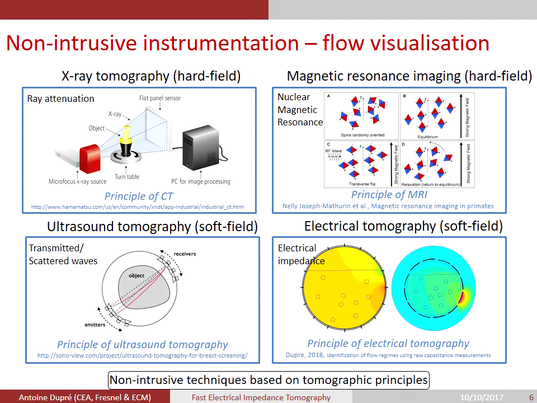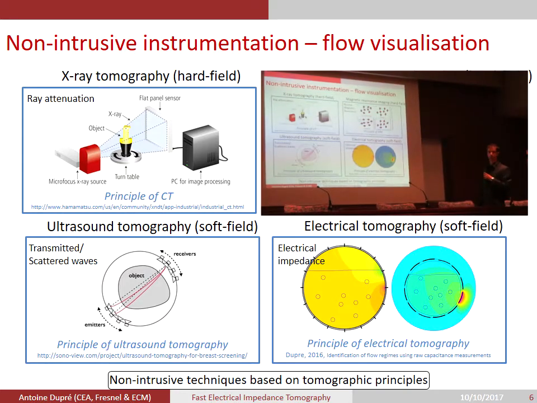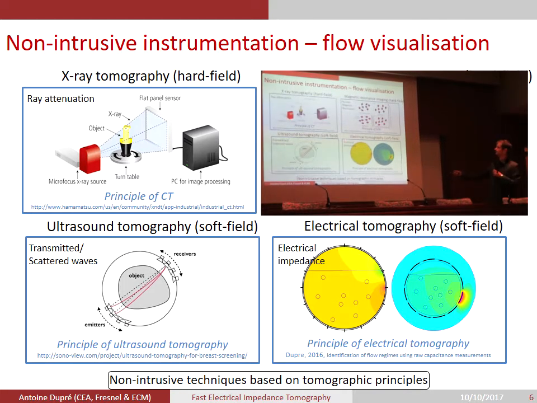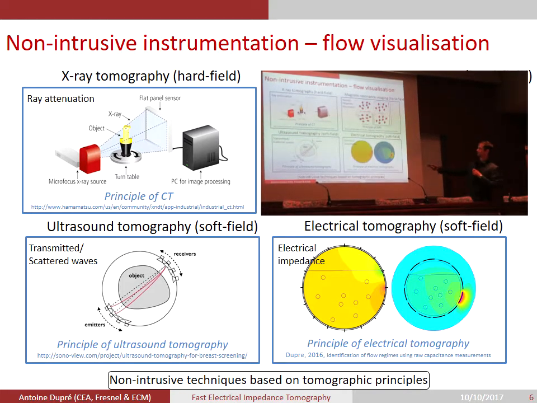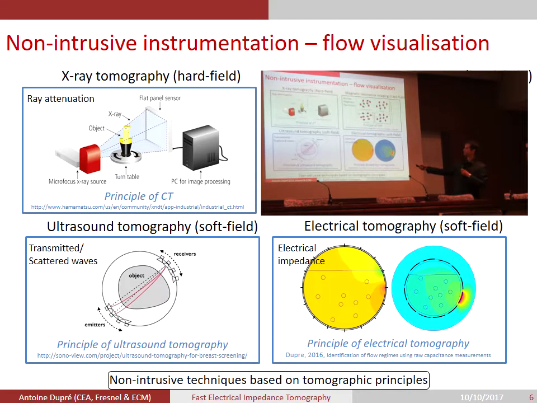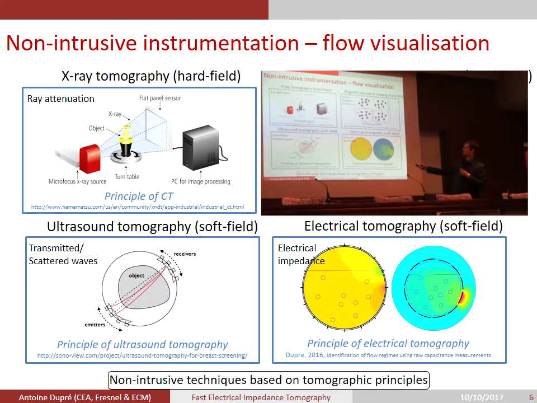So I'm illustrating this with four examples. The two on the top are so-called hard-field tomography techniques. The two others are soft-field tomography techniques. So in X-ray tomography, that is widely used in medical research and imaging, we are analyzing the attenuation of a ray between a source and a detector, and it will give us information about the material properties of the object.